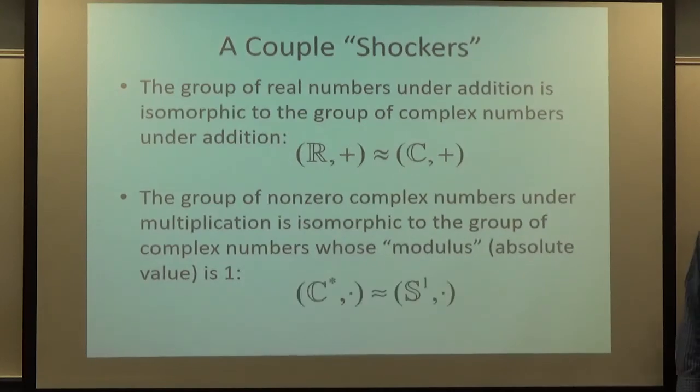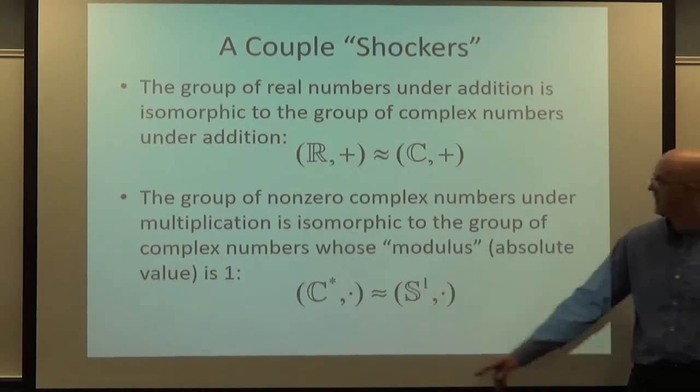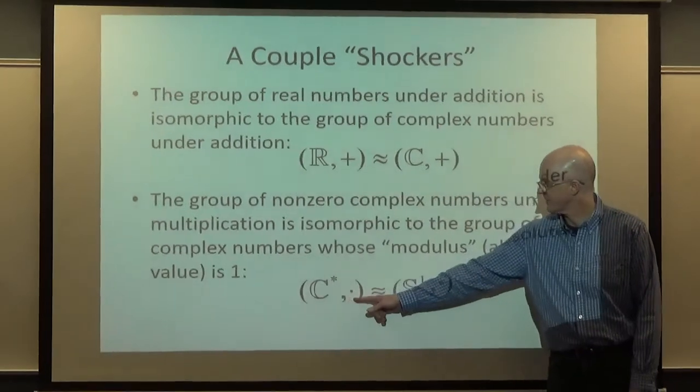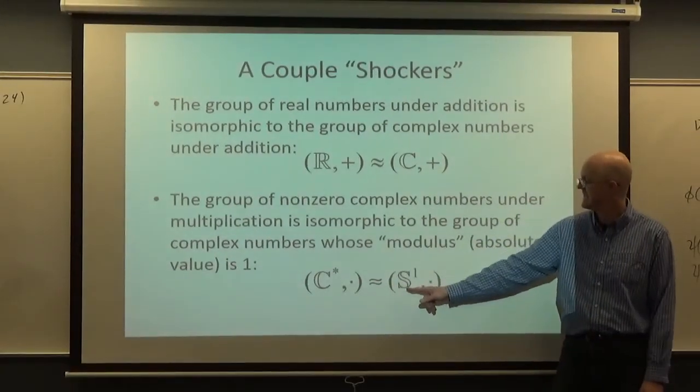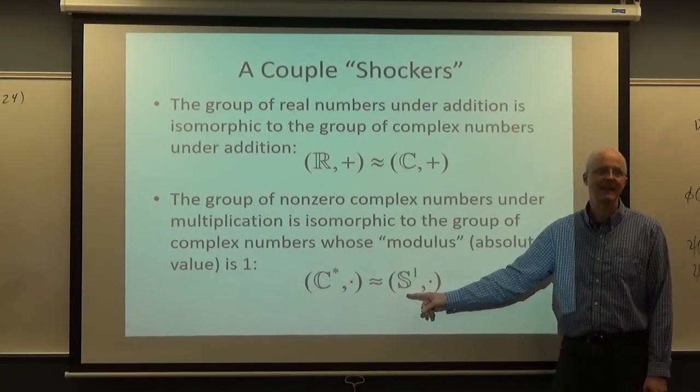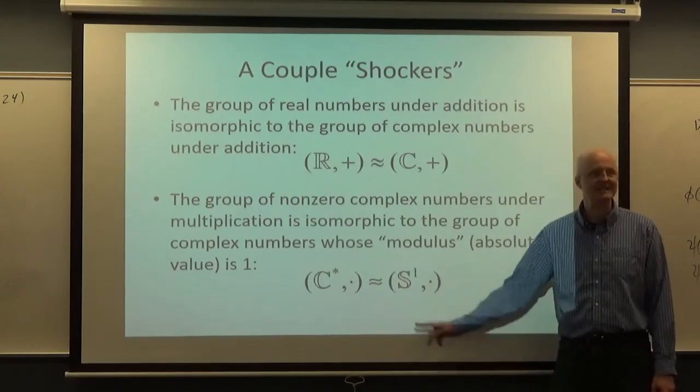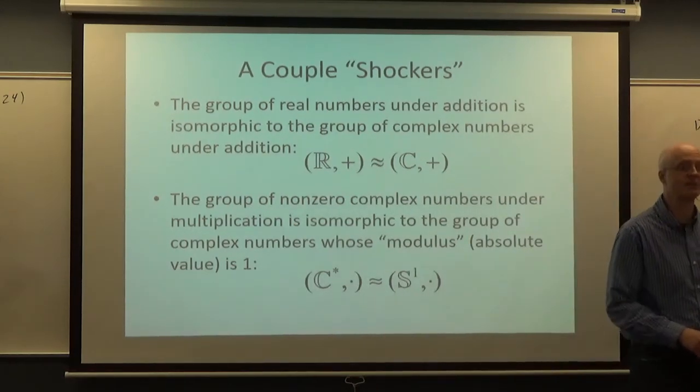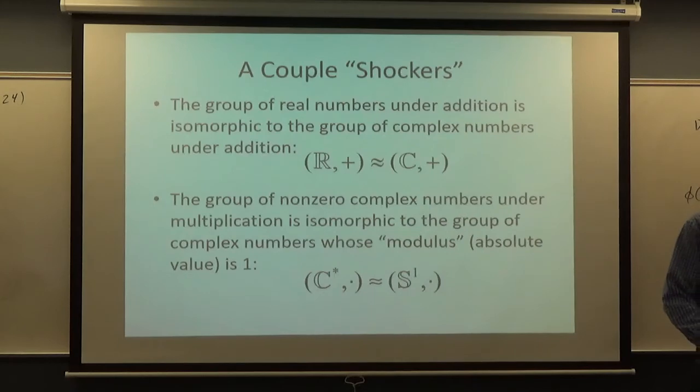It also turns out, kind of shockingly, that the set of all non-zero complex numbers under multiplication is isomorphic to S1, the unit circle, under multiplication. S1 stands for sphere of radius one, dimension 1, meaning it's a circle. And in fact, we usually take it to be the unit circle. In the complex plane, if you multiply two numbers on the unit circle, you get another number on the unit circle. They turn out to be isomorphic as well.